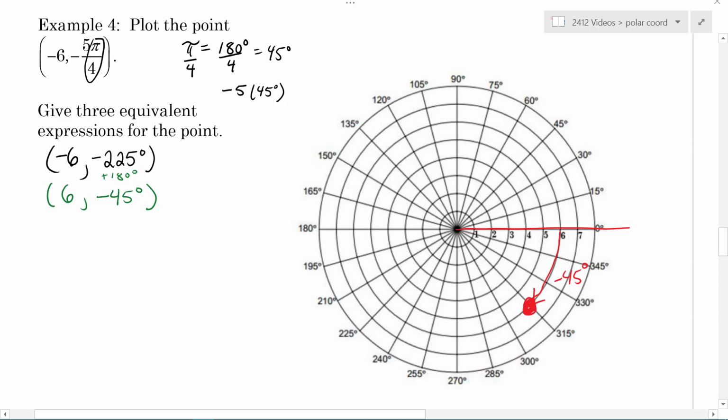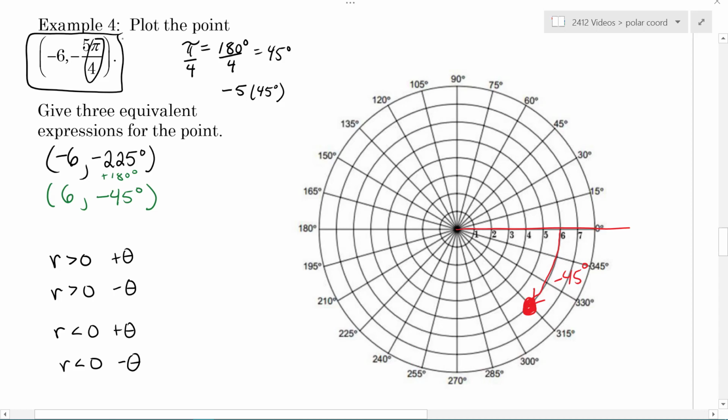Alright, now that I've plotted the point like we wanted, let's find 3 equivalent expressions to the given point. Alright, so remember our 4 categories. We want an R value that is positive, and we want an R value that's negative. We want 4 different points. Okay, we want to accompany that with a positive angle and then a negative angle, and then a positive angle and then a negative angle. So we want all 4 categories to be filled. And remember, we could think in terms of degrees, but then we want to convert our final answer to radians because the original problem was given to us in radians.